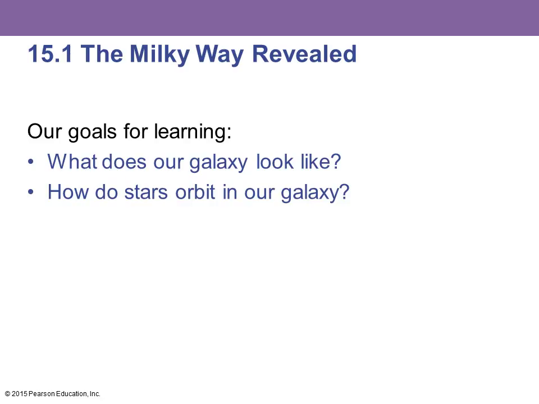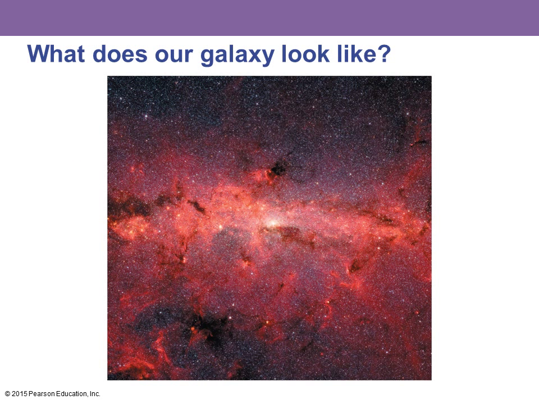So in section 15.1, our goals are, what does our galaxy look like, and how do stars orbit in our galaxy? Here's a view toward the center of our own galaxy, the Milky Way. Obviously, we can't take a picture from the outside because we're in it, and to travel outside our galaxy would take thousands and thousands of years, even at the speed of light.